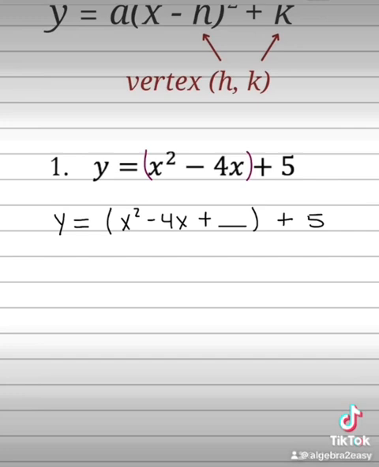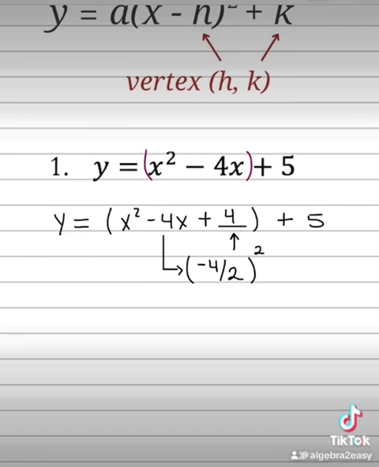Your job is to complete the square. We are going to create a perfect square trinomial. To do that, you're going to take the middle number and divide it by 2 and then square your answer. So negative 4 divided by 2 is negative 2, and negative 2 squared is 4. So 4 is the number that goes in that empty space.